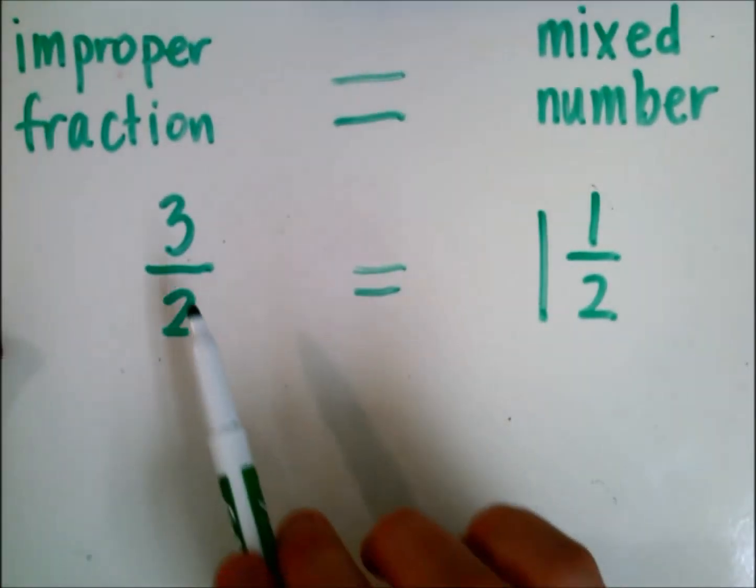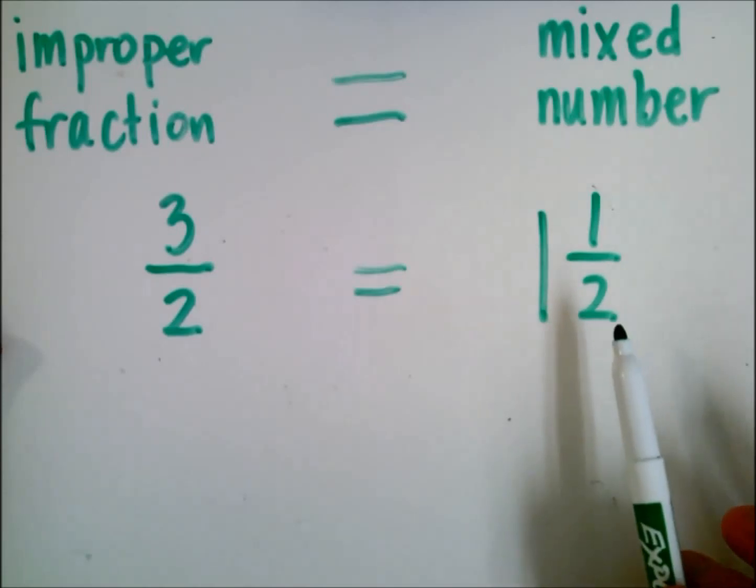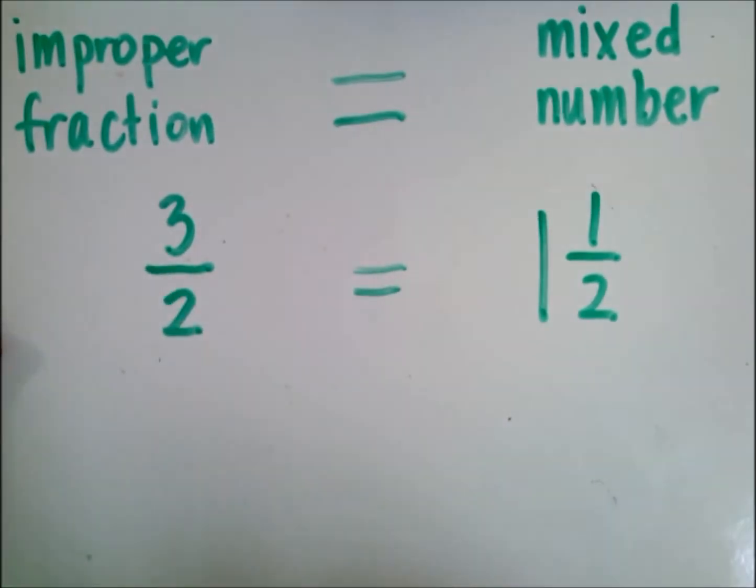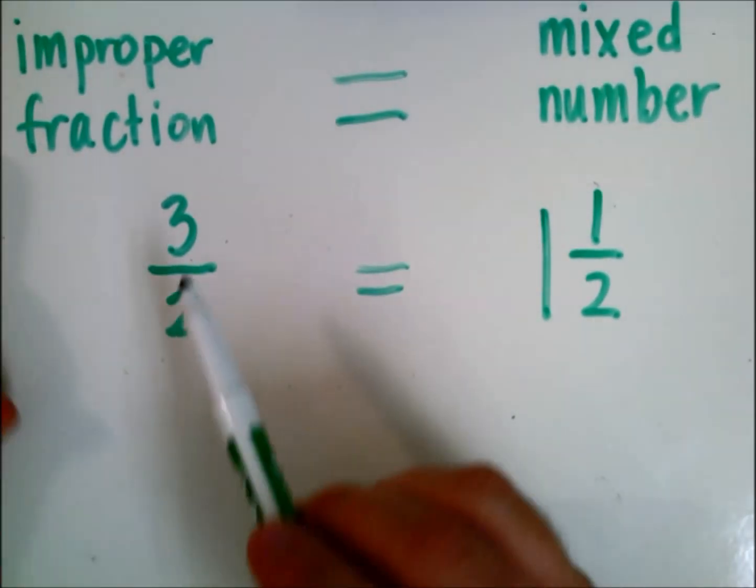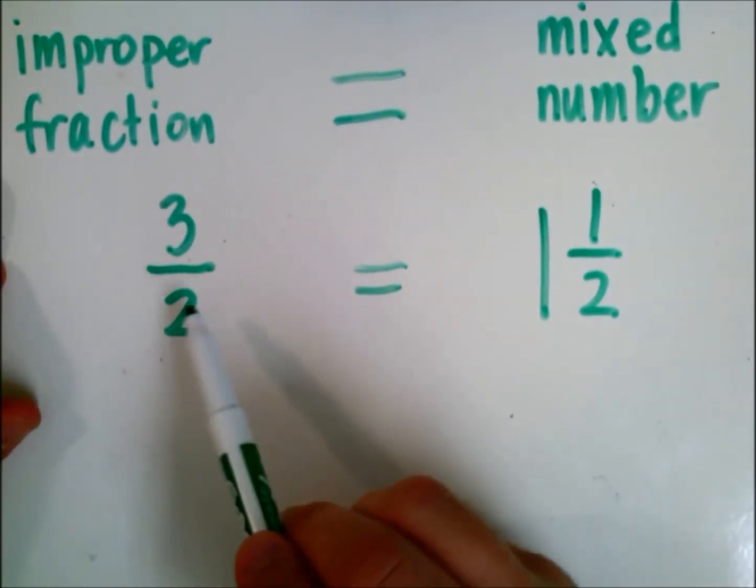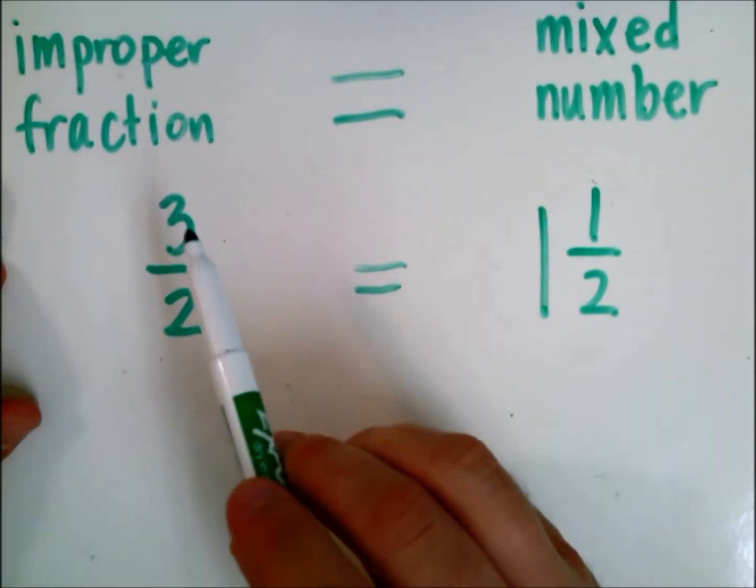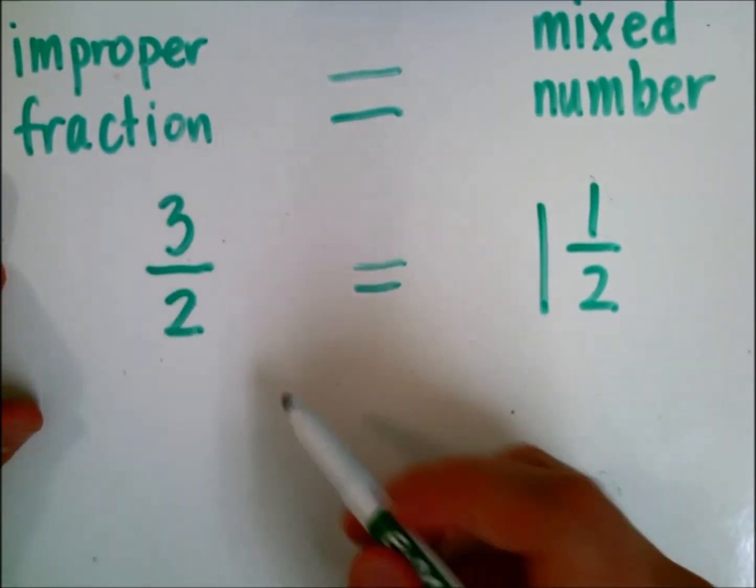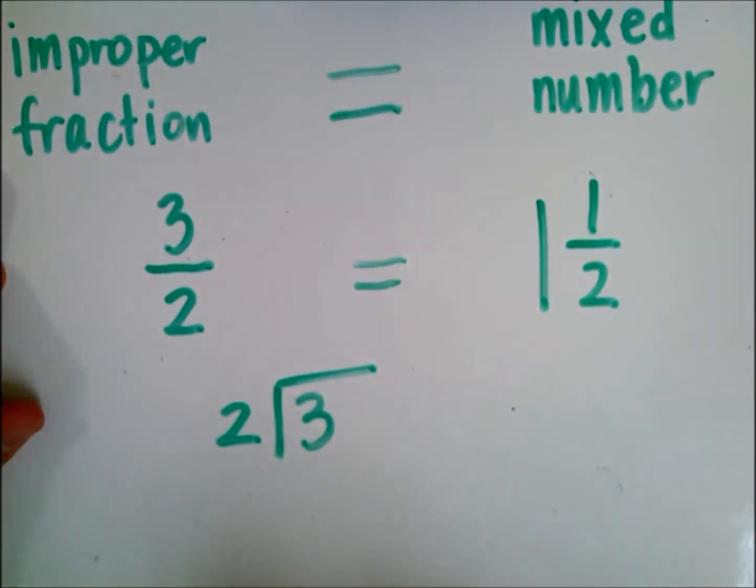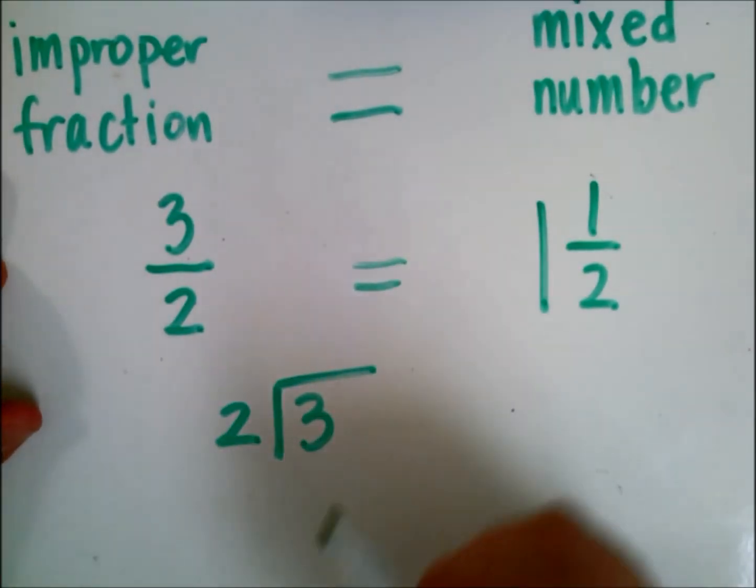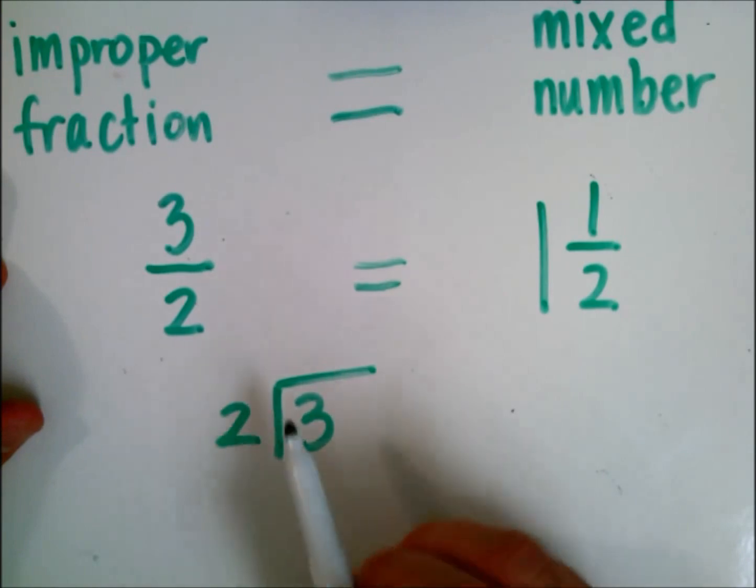Another model for showing the equivalence between improper fractions and mixed numbers is using the improper fraction to show division. As we know, fractions themselves show division as the numerator divided by the denominator. So in this example, we're going to show 3 divided by 2. So I'm just going to set it up right here. 3 divided by 2. And let's just go through the motions of this division.